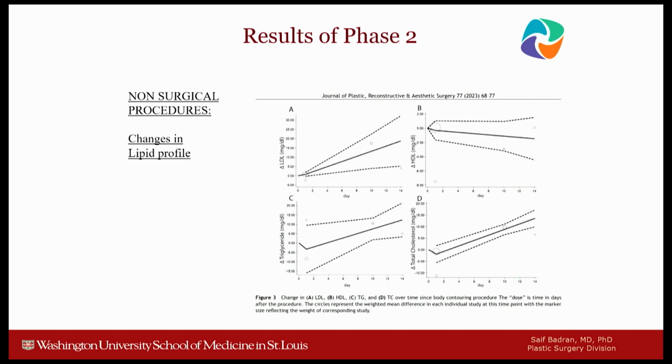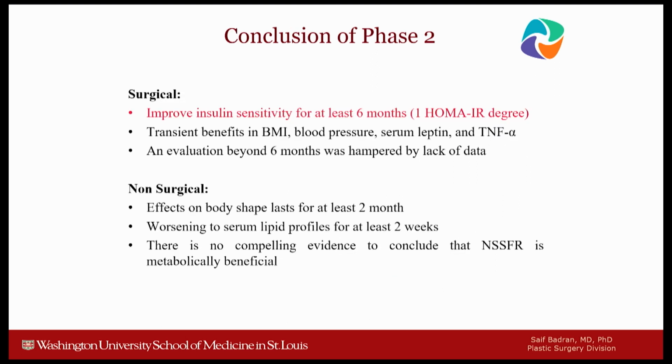We looked at the changes in their other metabolic markers, and we only found enough data about the change in their lipid profile. And those patients, after non-surgical body contouring procedures, got a worsened lipid profile in the first 2 weeks. But this needs further studies. So to conclude our research findings so far, if I want to say one finding that was extremely interesting for me, it is the improvement in insulin sensitivity after body contouring surgery for at least 6 months, by at least 1 HOMA degree.